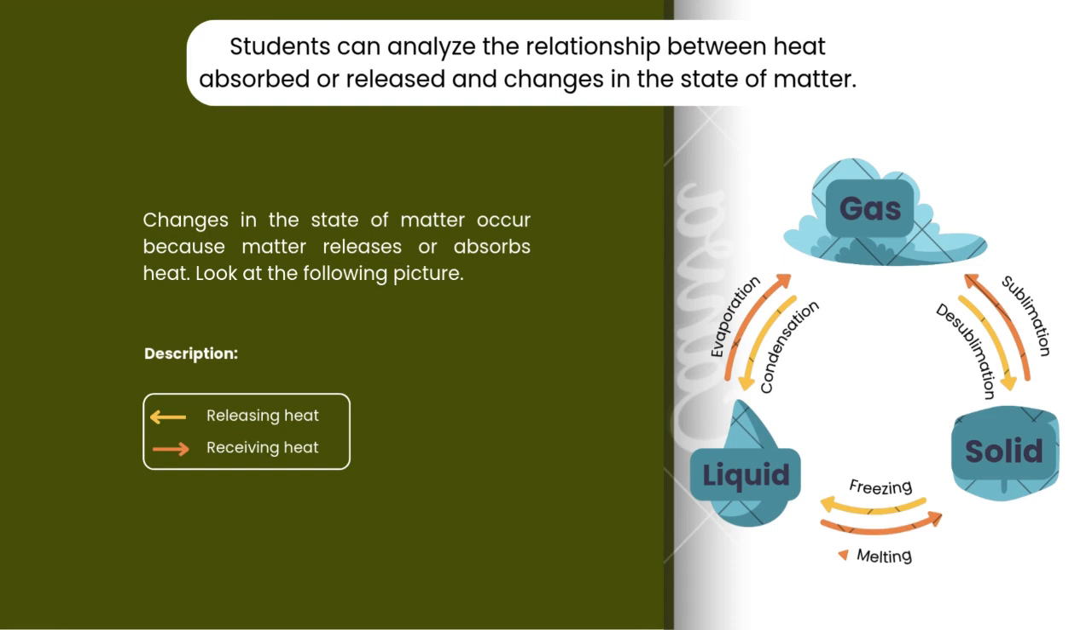Students can analyze the relationship between heat and changes in the state of matter. A substance can change its state when it absorbs or releases heat. For example, a solid can melt into a liquid when it gains heat, and a liquid can evaporate into gas. On the other hand, gas can condense into liquid, and the liquid can freeze into solid when heat is released. This process shows how important heat is in changing the form of matter.